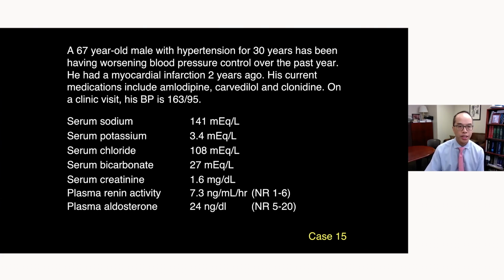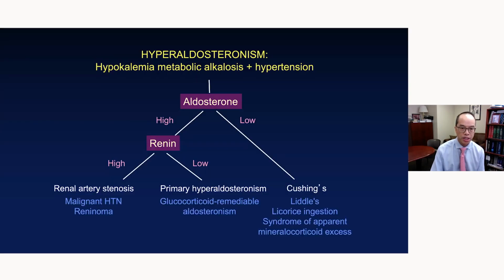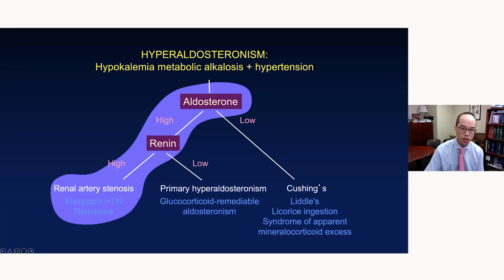And let's finish with this last case, a 67-year-old male with hypertension for 30 years, who's been having worsening blood pressure control over the past year. He had a myocardial infarction 2 years ago and has a potassium of 3.4, bicarbonate of 27. The renin is very high at 7.3, and the aldosterone is elevated. And the most likely cause of this patient's hypokalemia? C, renal artery stenosis. So in this patient, you can see that both renin and aldosterone are high. Here's the differential diagnosis, and the most common cause is renal artery stenosis.